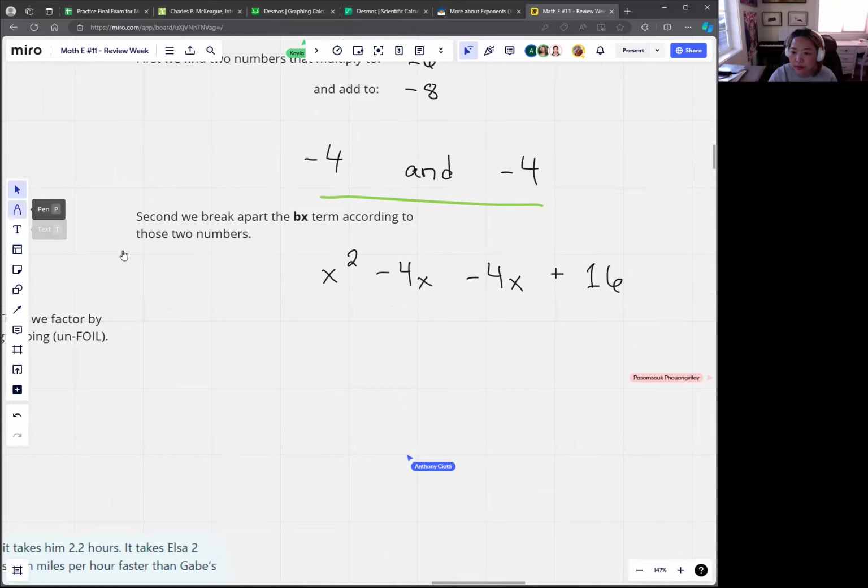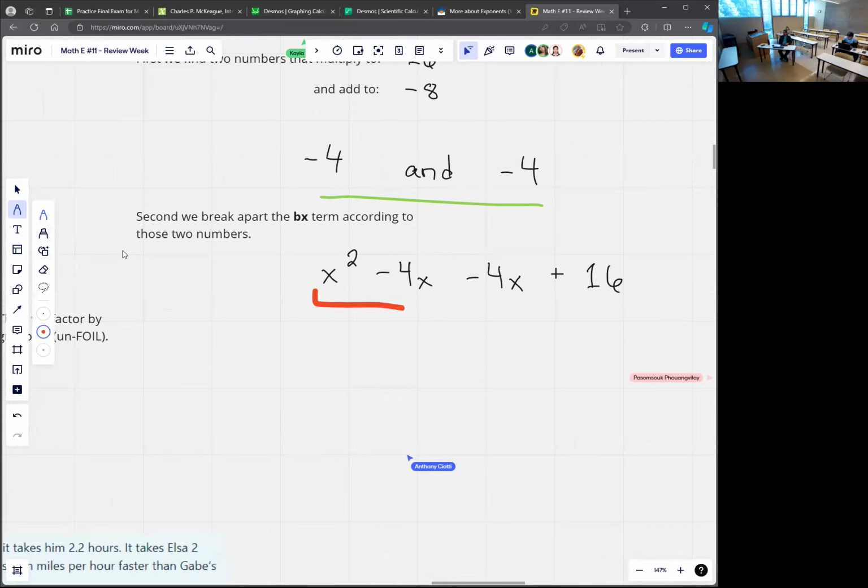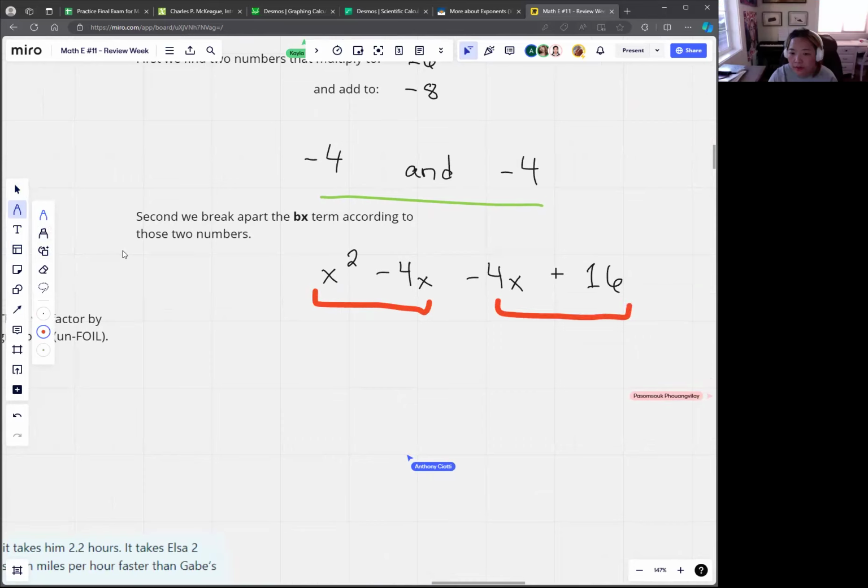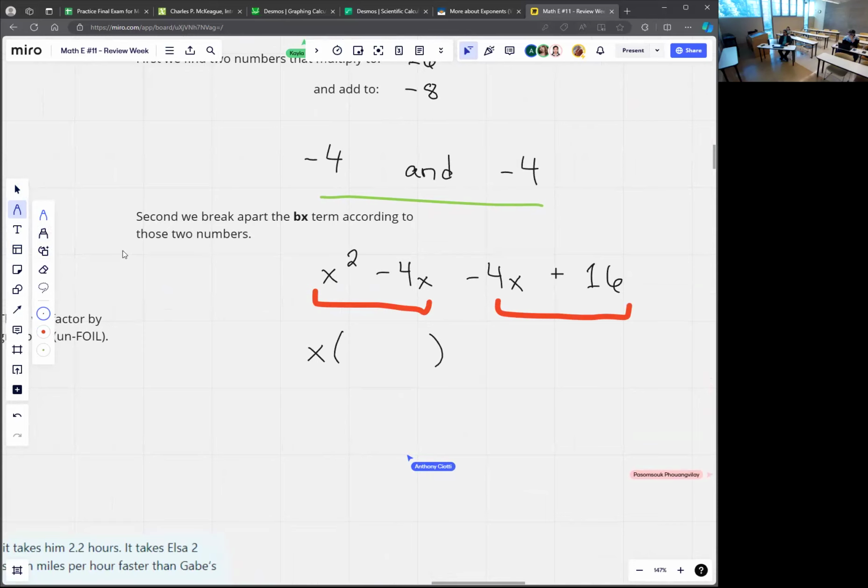Grouping them. Yes, and grouping. There's no 2x, there's an x squared. It's going to have an x in front always. So it should be x minus 4, and then there'll be another x minus 4 here, because those parts always match.